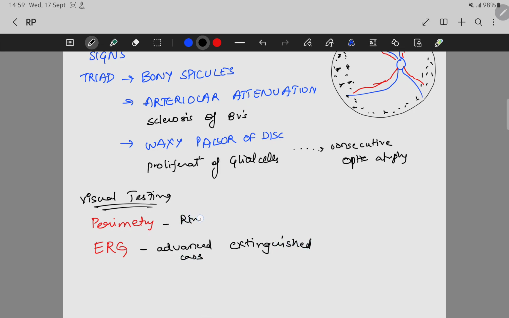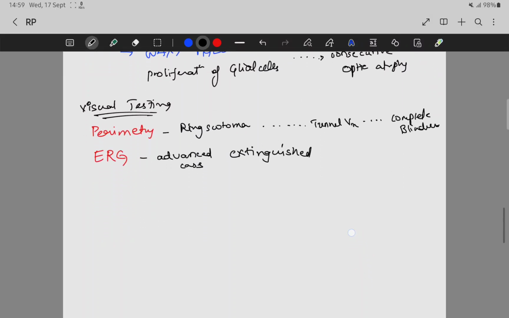On perimetry, there is ring scotoma in early stages, and finally there is tunnel vision, then there is complete blindness. Then contrast sensitivity also can be tested, and all.